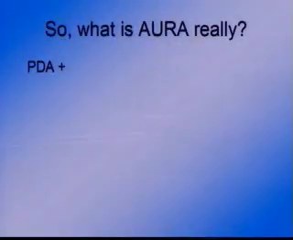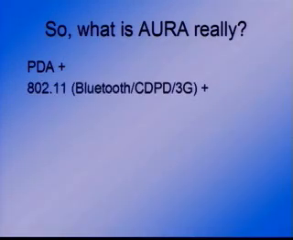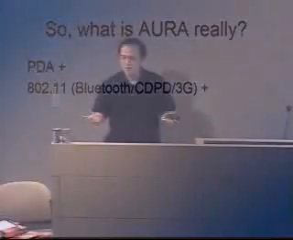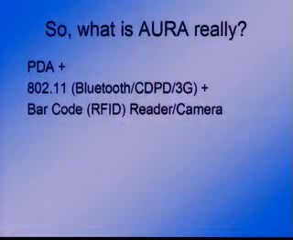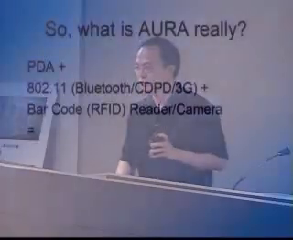So Mark has just told you a vision statement about what Aura is. What exactly is Aura? It is really no more than a PDA plus 802.11 that we have available today, or in the future, Bluetooth, 3G, and or currently available CDPD, plus a barcode scanner, which he has just shown you, or in the future, as we are working on it, other devices, such as Office, using camera as opposed to laser scanners.